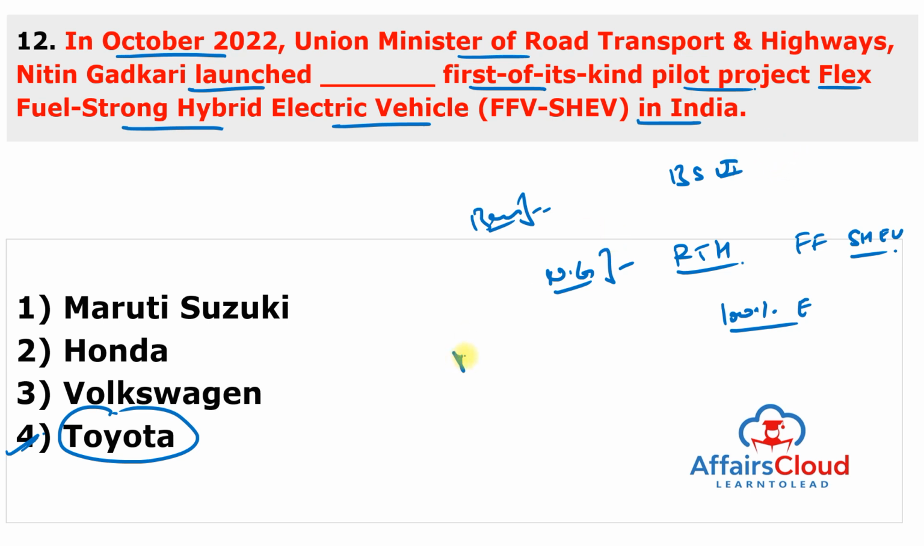And the Toyota Mirai, remember this name, this was important in the month of March because the Toyota Mirai, India's first green hybrid based advanced fuel cell electric vehicle, was introduced in March 2022. Now, this is Toyota Corolla Altis flex fuel strong hybrid electric vehicle.